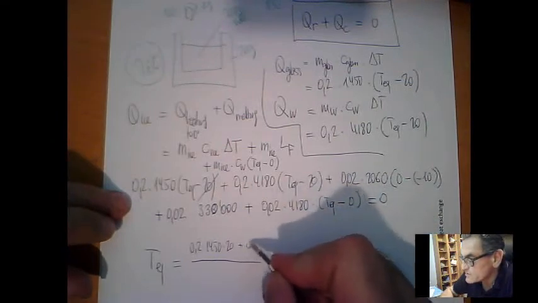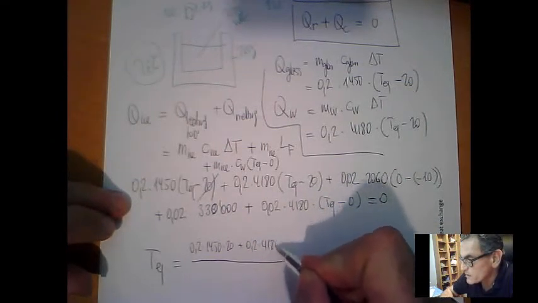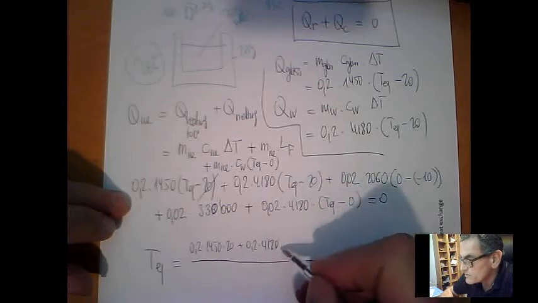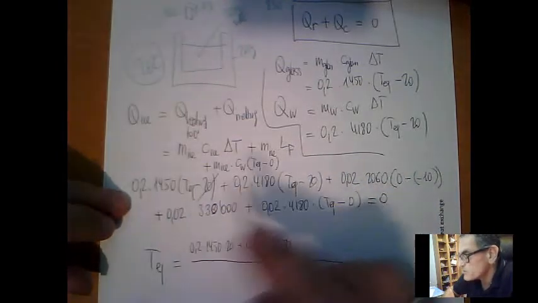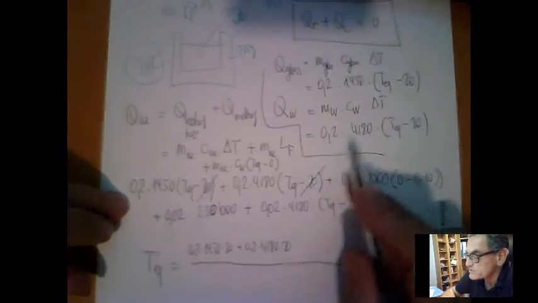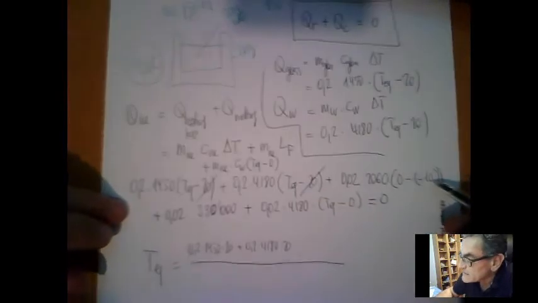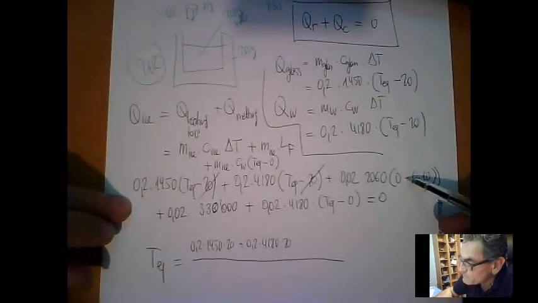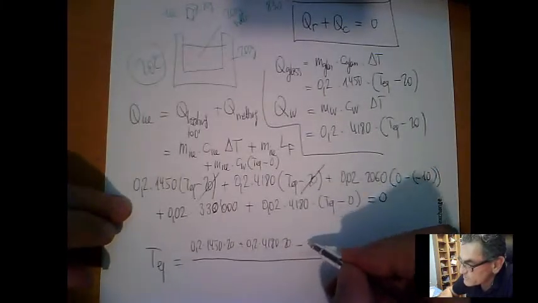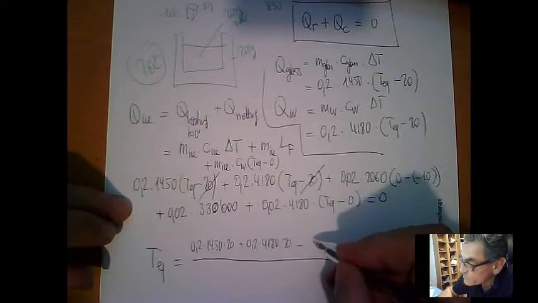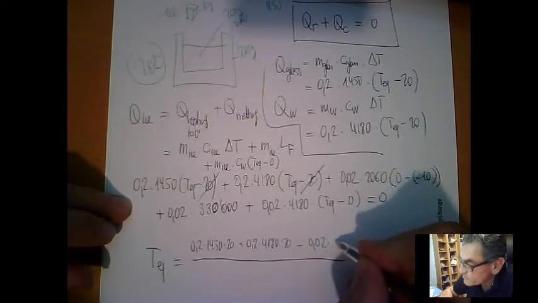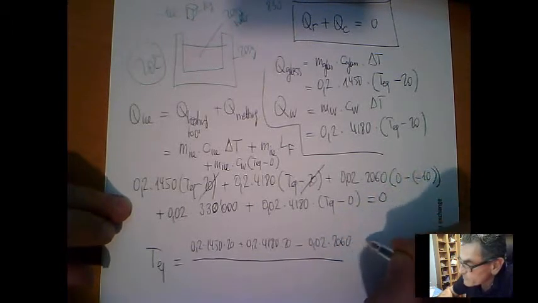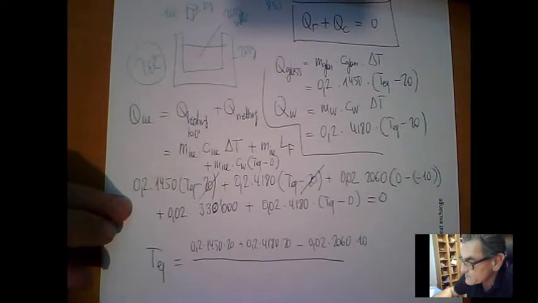This term is 0.2 times 4,180 times 20 with a minus, but I put it to the other side, so it becomes a plus. So this term is taken care of. Now this term, you see, minus, minus, so the total is plus. Here it's going to be a minus because it's going to the other side: 0.02 times 2060 times 10. Okay?